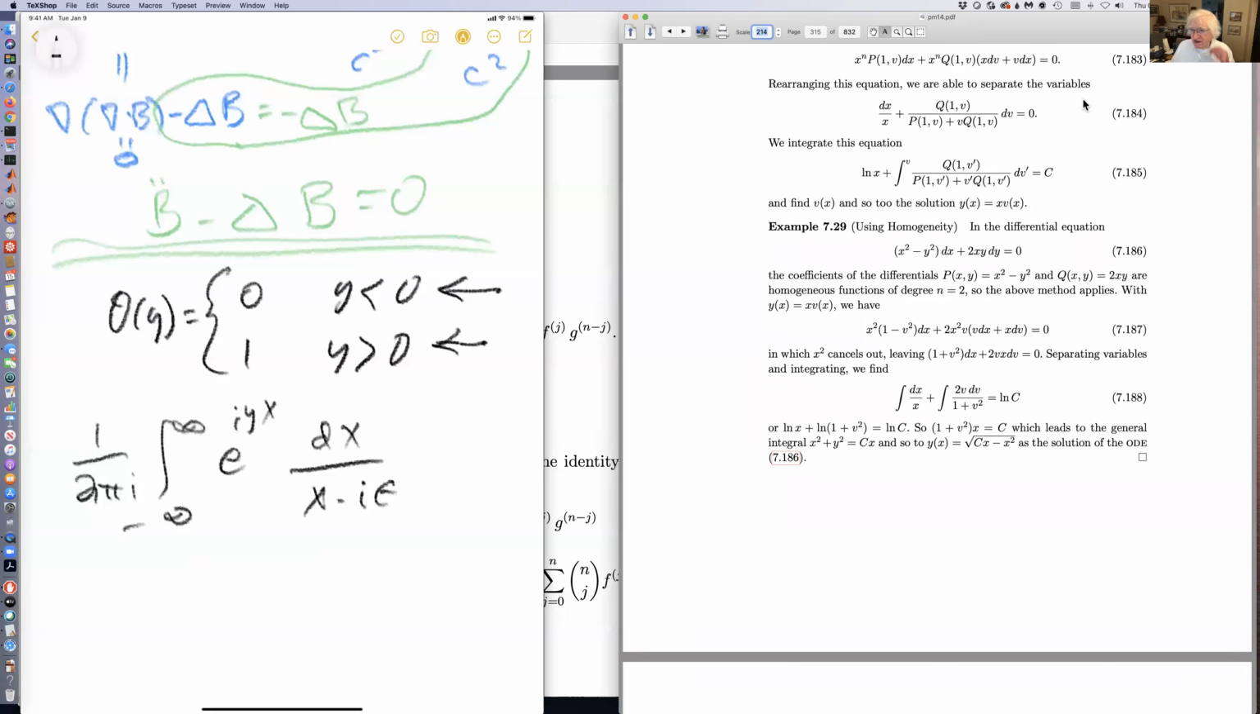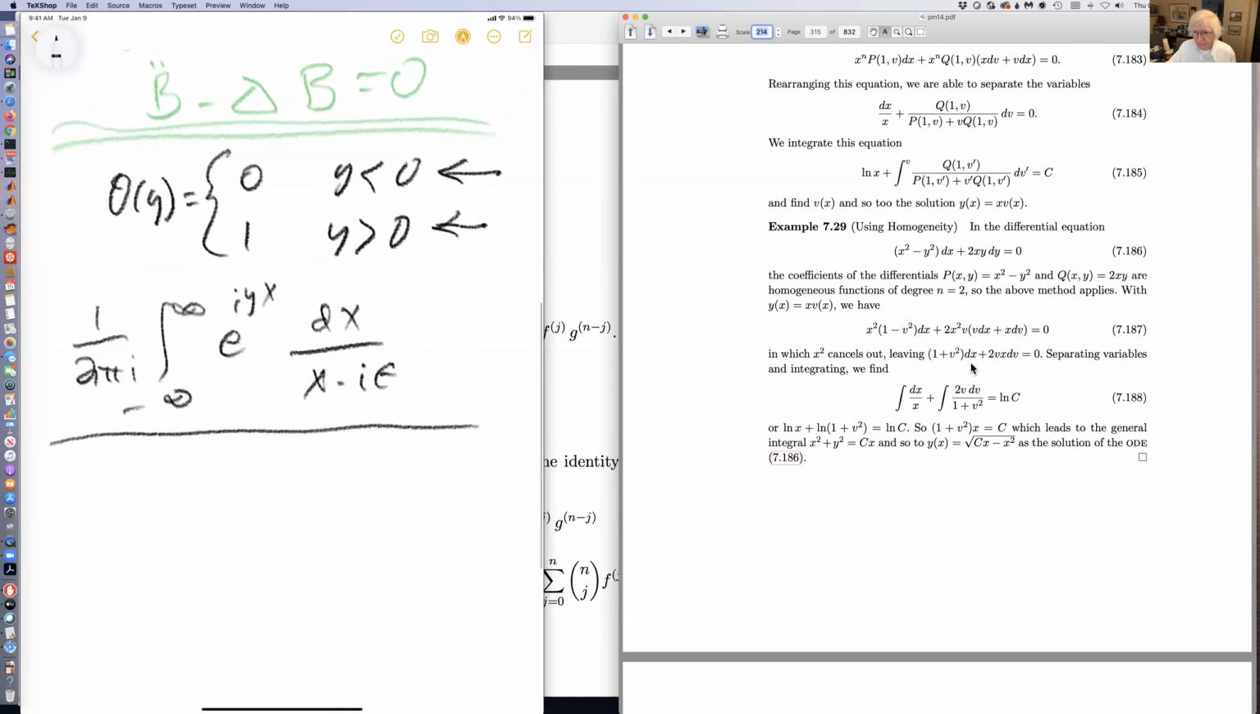So that's how it's done. And as an example of that, here's a differential equation in which P is x squared minus y squared, Q is 2xy. They're both homogeneous of degree 2. So you let y equal xv, and that becomes this expression here. x squared cancels out, and you have this expression. You then divide by x times 1 plus v squared, and you get this equation.